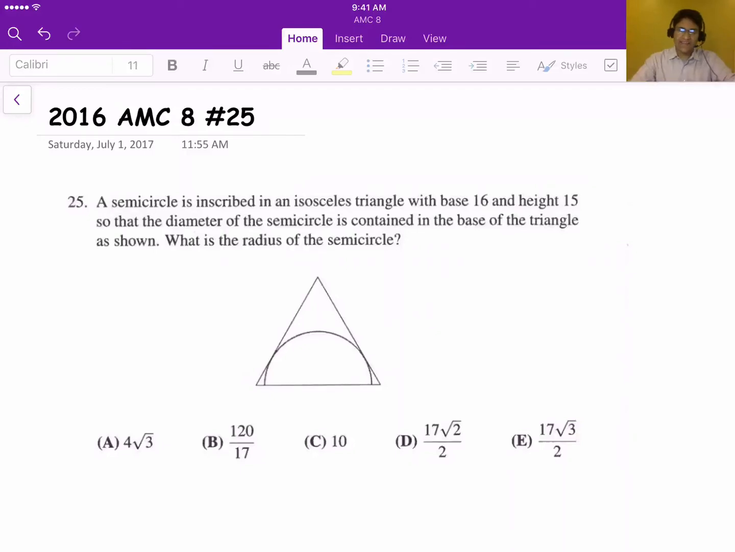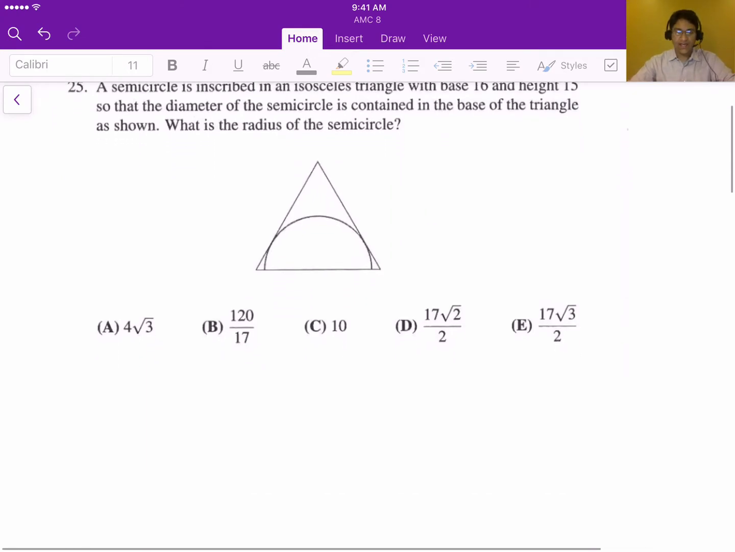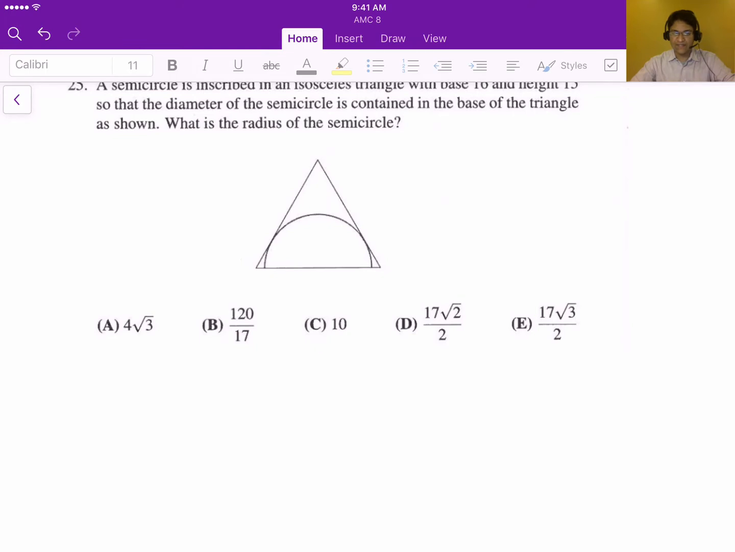Hey there, everybody. Today we're going to be doing the 25th question from the 2016 AMC8. So let's take a look here at this question. A semicircle is inscribed in an isosceles triangle with base 16 and height 15, so that the diameter of the semicircle is contained in the base of the triangle as shown. What is the radius of the semicircle?